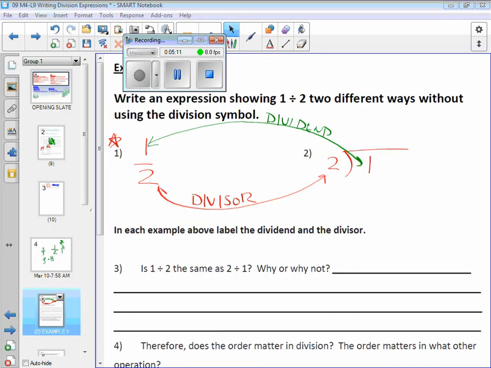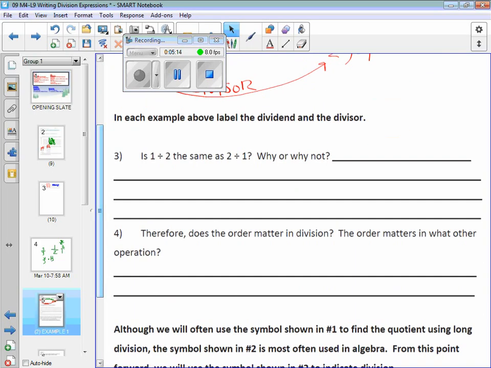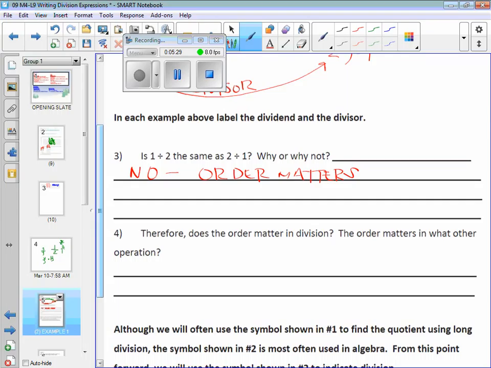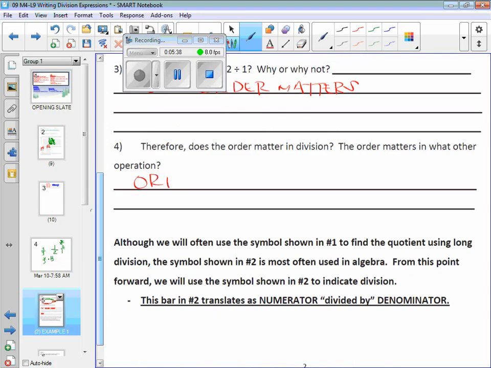We also talked in the warm-up, is 1 divided by 2 the same as 2 divided by 1? Yes or no? No. Does the order matter? Yes. Zip through this pretty quickly. I'll give you guys time to practice writing division expressions algebraically. Order matters in what other operation besides division? No, it doesn't, bud. That's commutative. You can reverse 3 times 4, 4 times 3. Subtraction, it does matter.